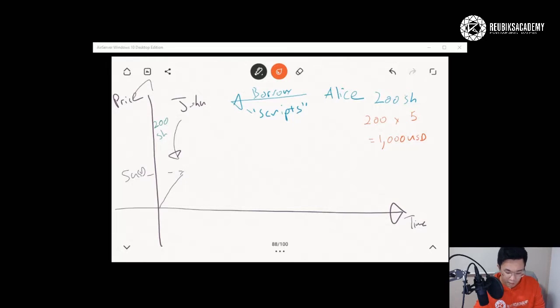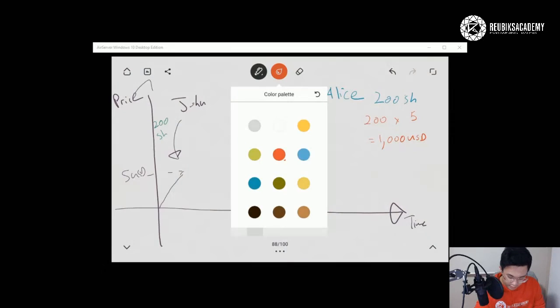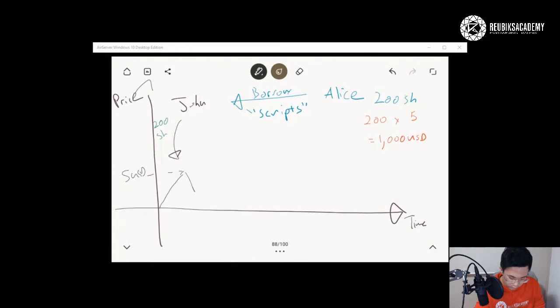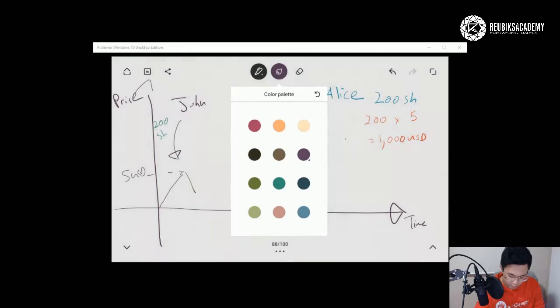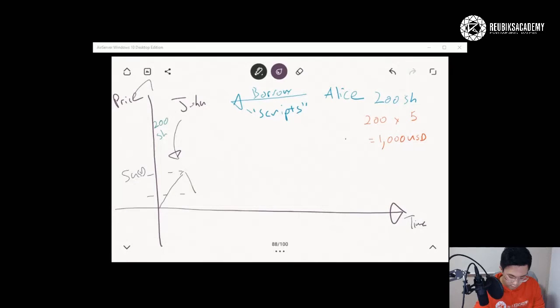Now let's say things go according to her way, things go in her favor. What will happen is you will see the price really dropping. Maybe the price goes down to 3 USD.